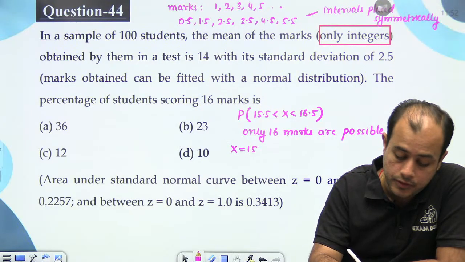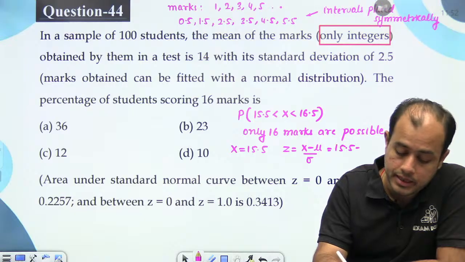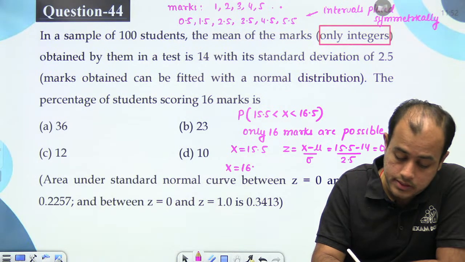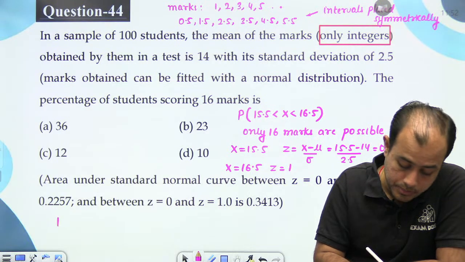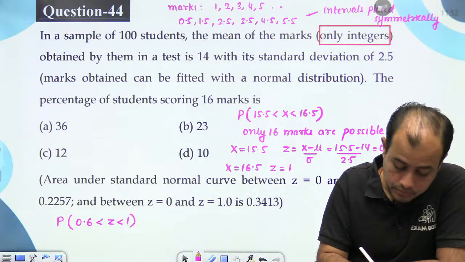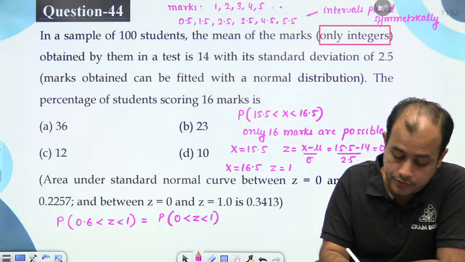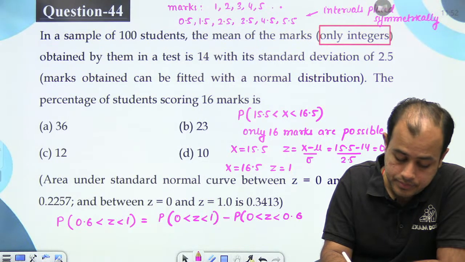Now when x is 15.5, z is (x minus mu) by sigma, 15.5 minus 14 by 2.5, which is 0.6. Similarly, x equal to 16.5, z equal to 1. So what we can say, probability, so the area from 0.6 to 1 is the area from 0 to 1 minus the area from 0 to 0.6.